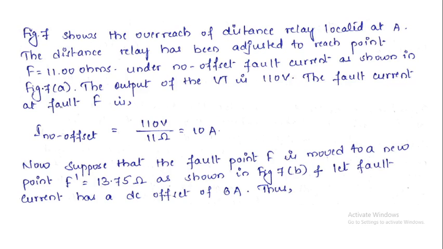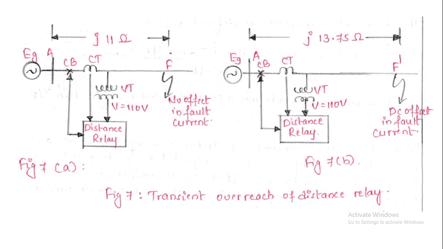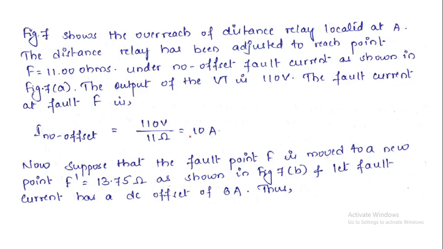The fault current at F, that is I no offset, is equal to the voltage, 110 volts, divided by the impedance measured, 11. So it gives me 10 amperes. Okay. So at this point the current measured is 10 amperes without DC offset. Okay. Now suppose that the fault point F is moved to a new point F dash, that is 13.75 ohm.